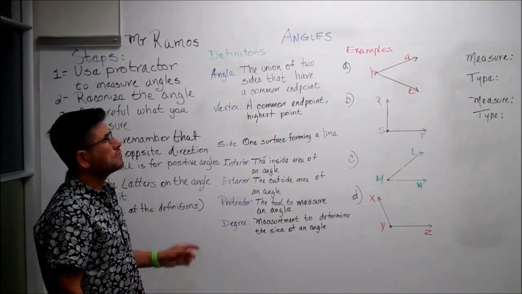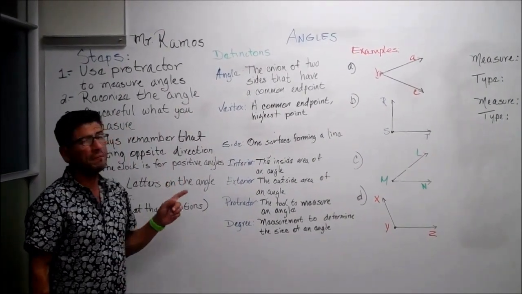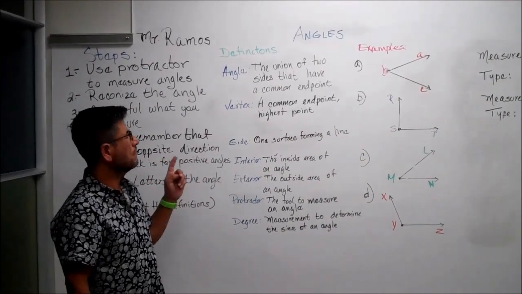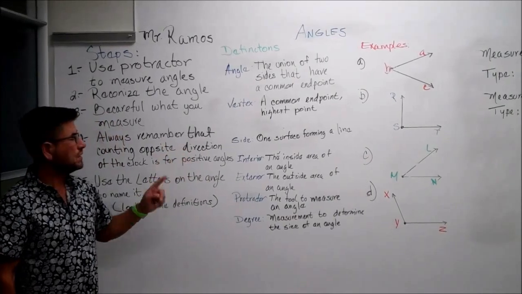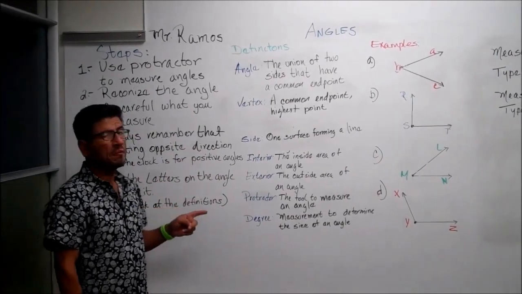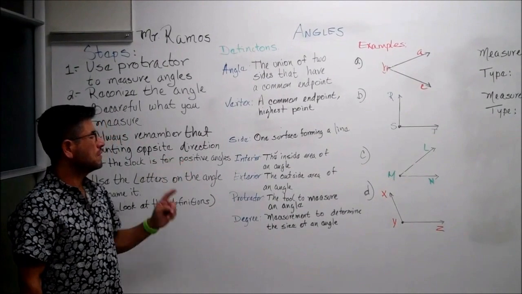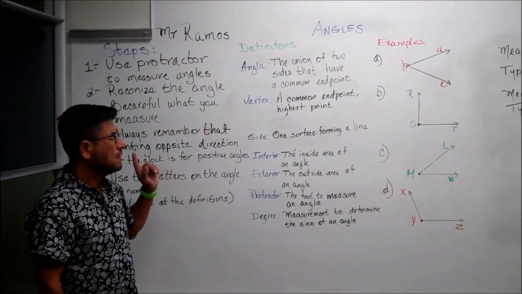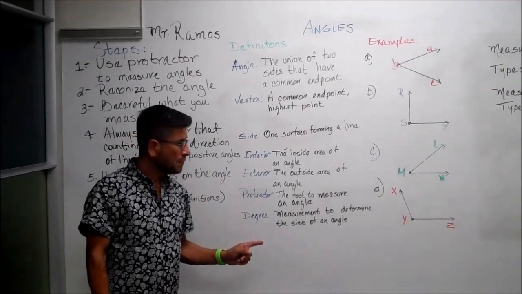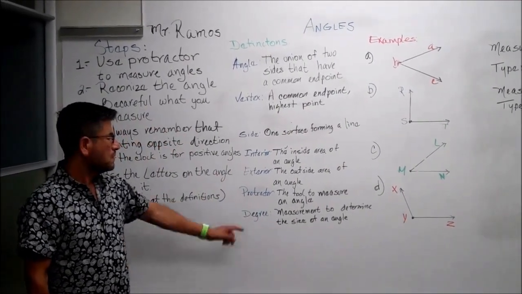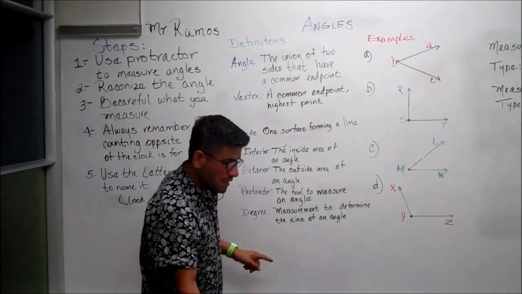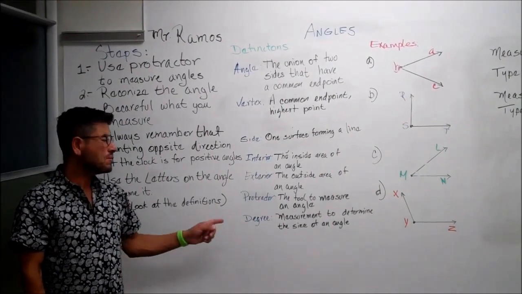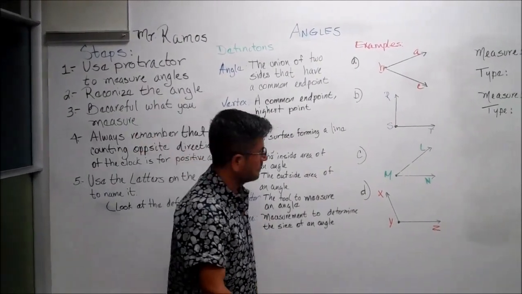Angle, the union of two sides that have a common endpoint. Vertex is a common endpoint of the highest point. Side, one surface forming a line. Interior, the inside area of an angle. Exterior, the outside area of an angle. Protractor is the tool that measures the angle, which is this one right here. And degree is the measurement to determine the size of the angle.